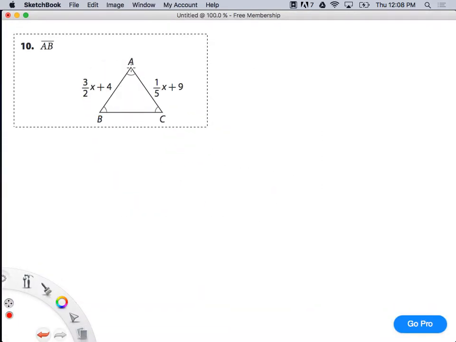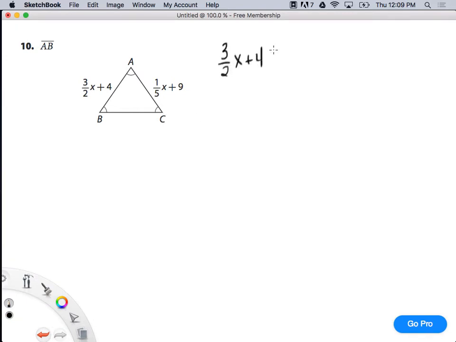So here we find, what type of triangle is this? Equilateral triangle. That means the sides are equal to one another. So I'm going to set them equal, solve for x, and then plug x back in to get the length of side AB. So I set them equal. I want to get rid of the fractions, so I'm going to multiply both sides by 10.